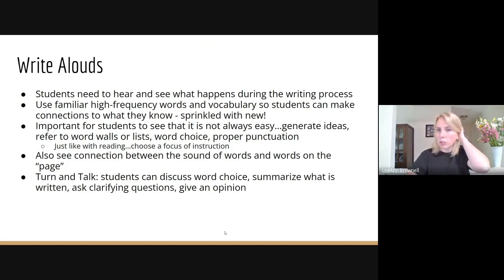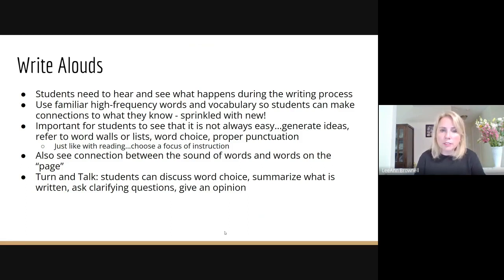And also looking at proper punctuation. And so, again, just like with reading, it's important to choose a focus of your instruction. So, you might not want to be doing every single aspect of this in one mini lesson because that would just be confusing, but to really hone in on one or two of these things.